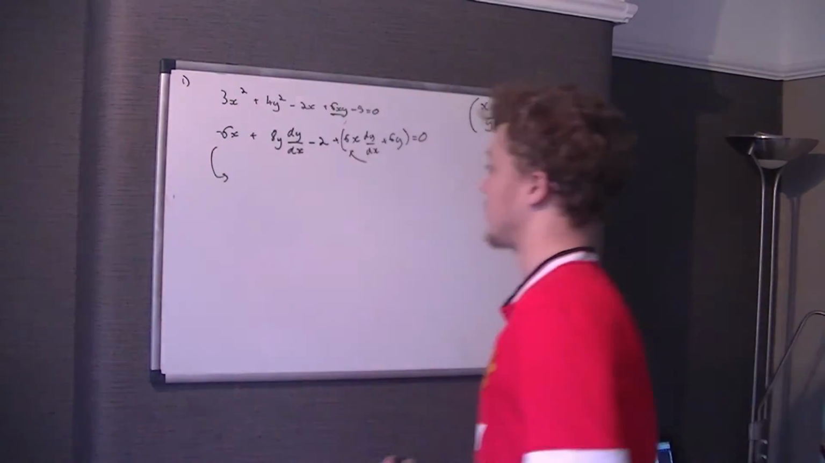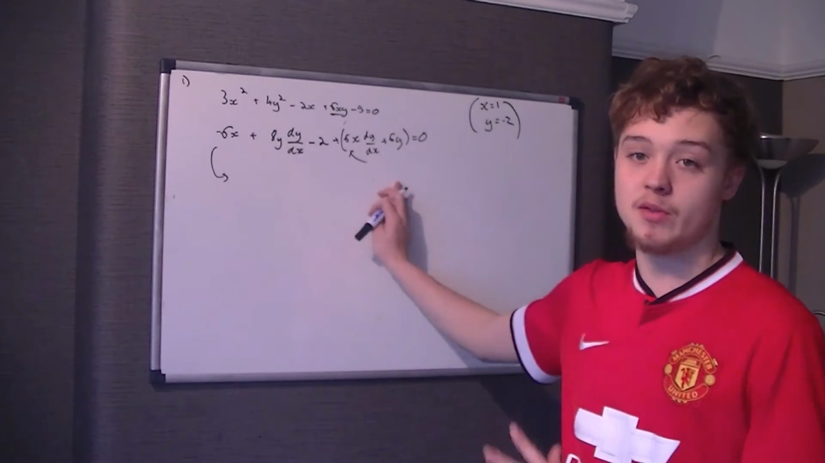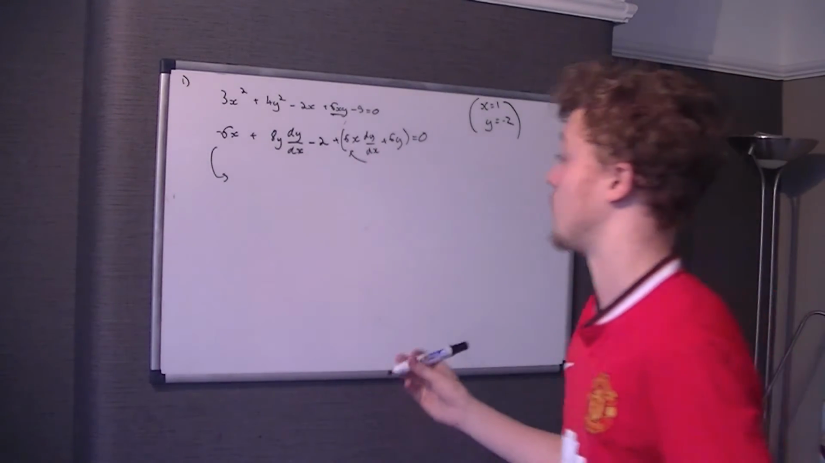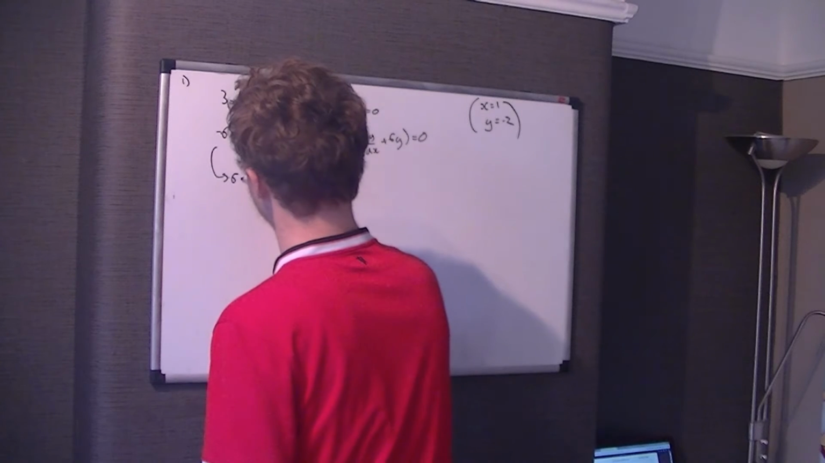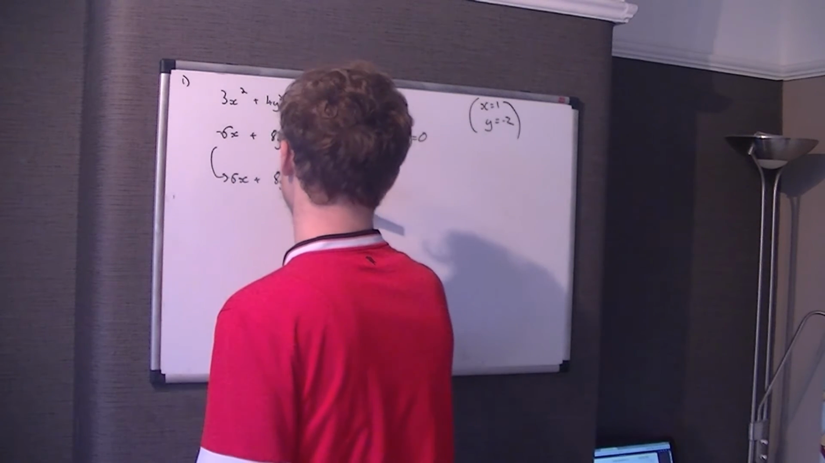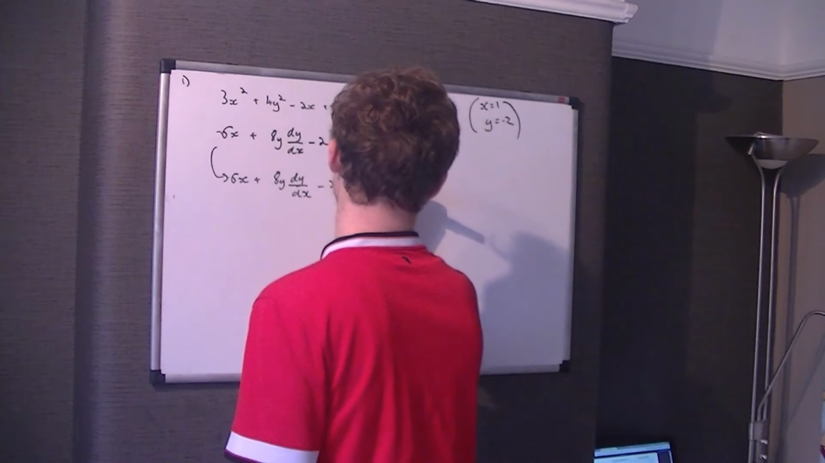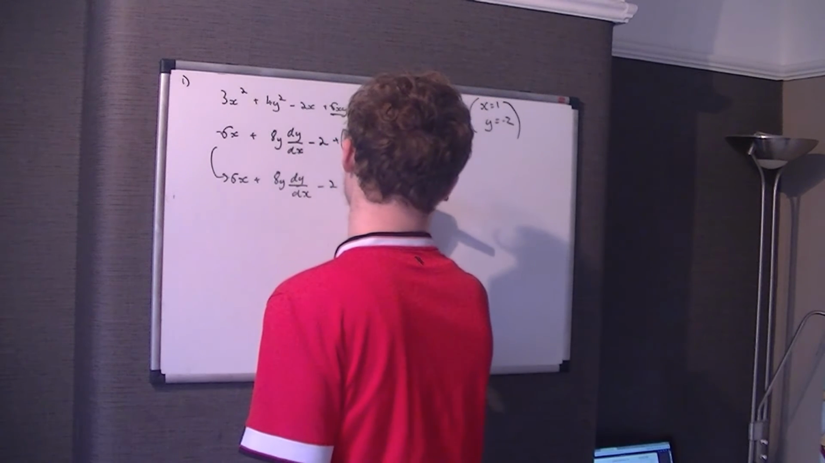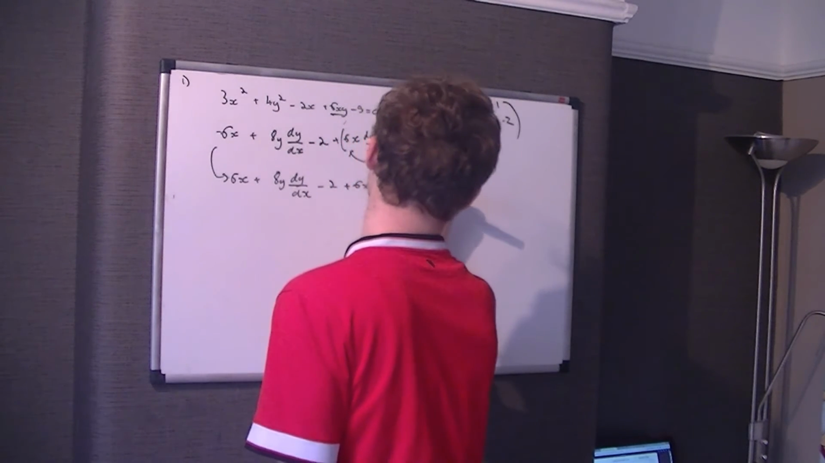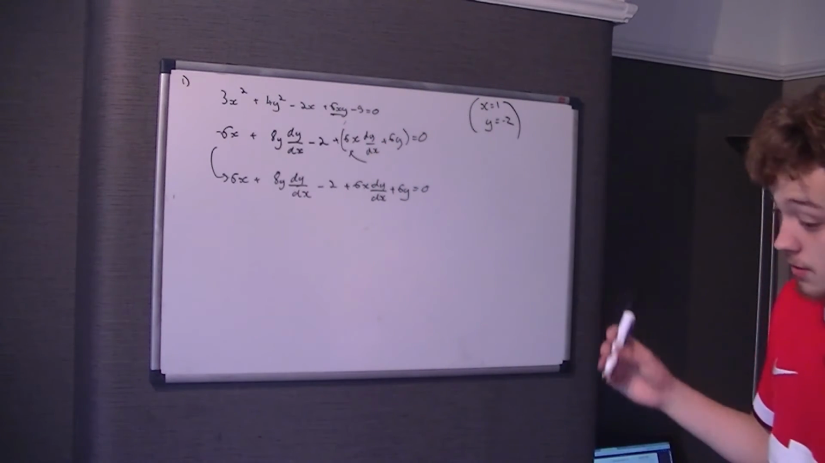Okay, so the next step I do therefore is simplify it down. So you may not have written brackets around this bit, and if you didn't, I'm just going to be writing it out again. Okay, so 6x plus 8y dy/dx, take 2, plus 6x dy/dx plus 6y equals 0. Because remember, the minus 5 differentiated just becomes 0.